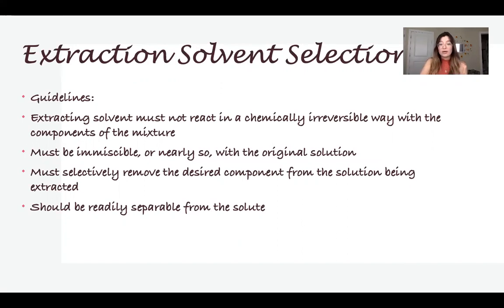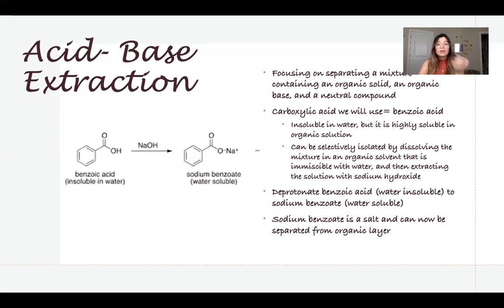Acid-base extractions, we're going to be focusing on separating a mixture containing an organic acid, an organic base, and a neutral compound. Carboxylic acid is going to be benzoic acid. And it is insoluble in water, but it is highly soluble in organic solution. It can be selectively isolated by dissolving the mixture in an organic solvent that is immiscible with water and then extracting the solution with sodium hydroxide.